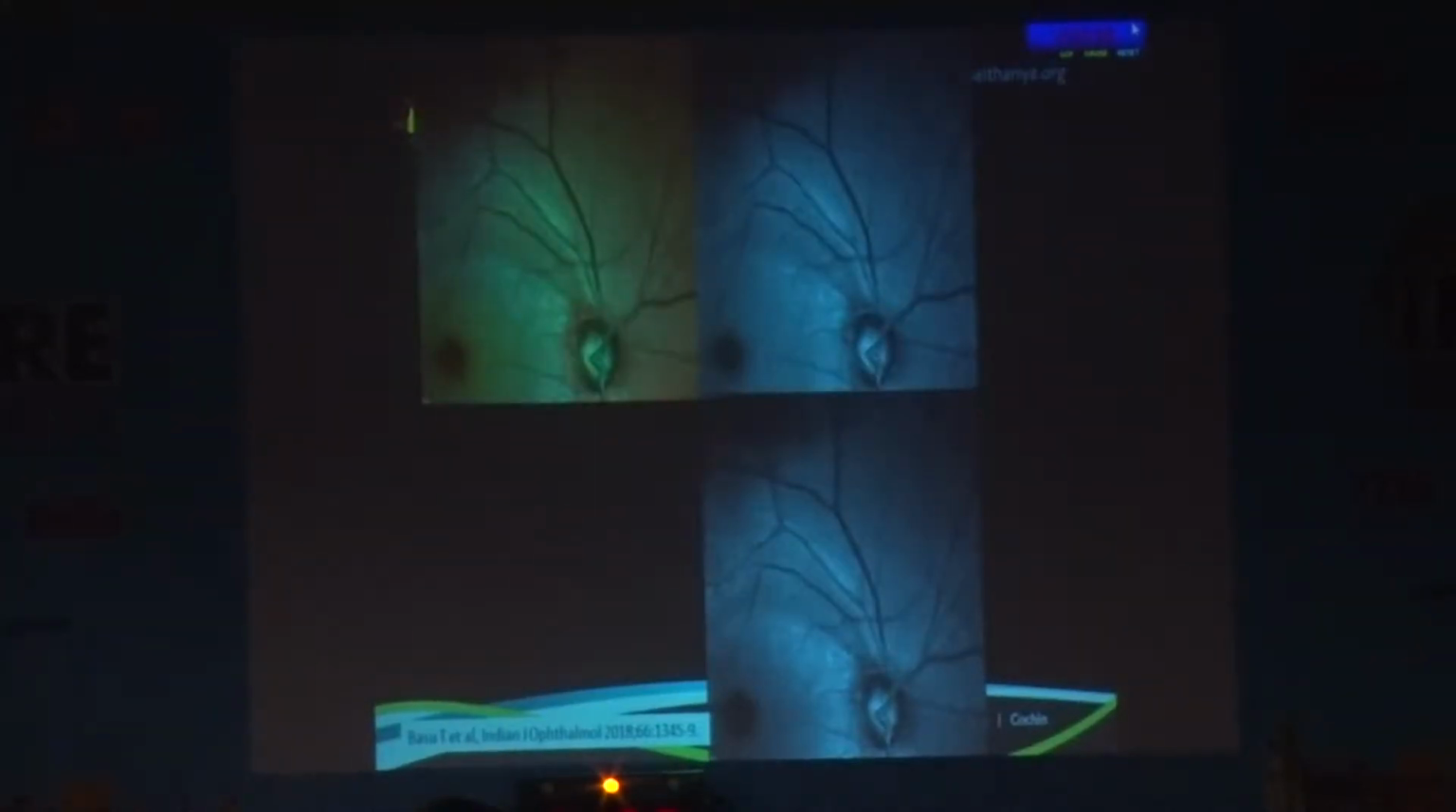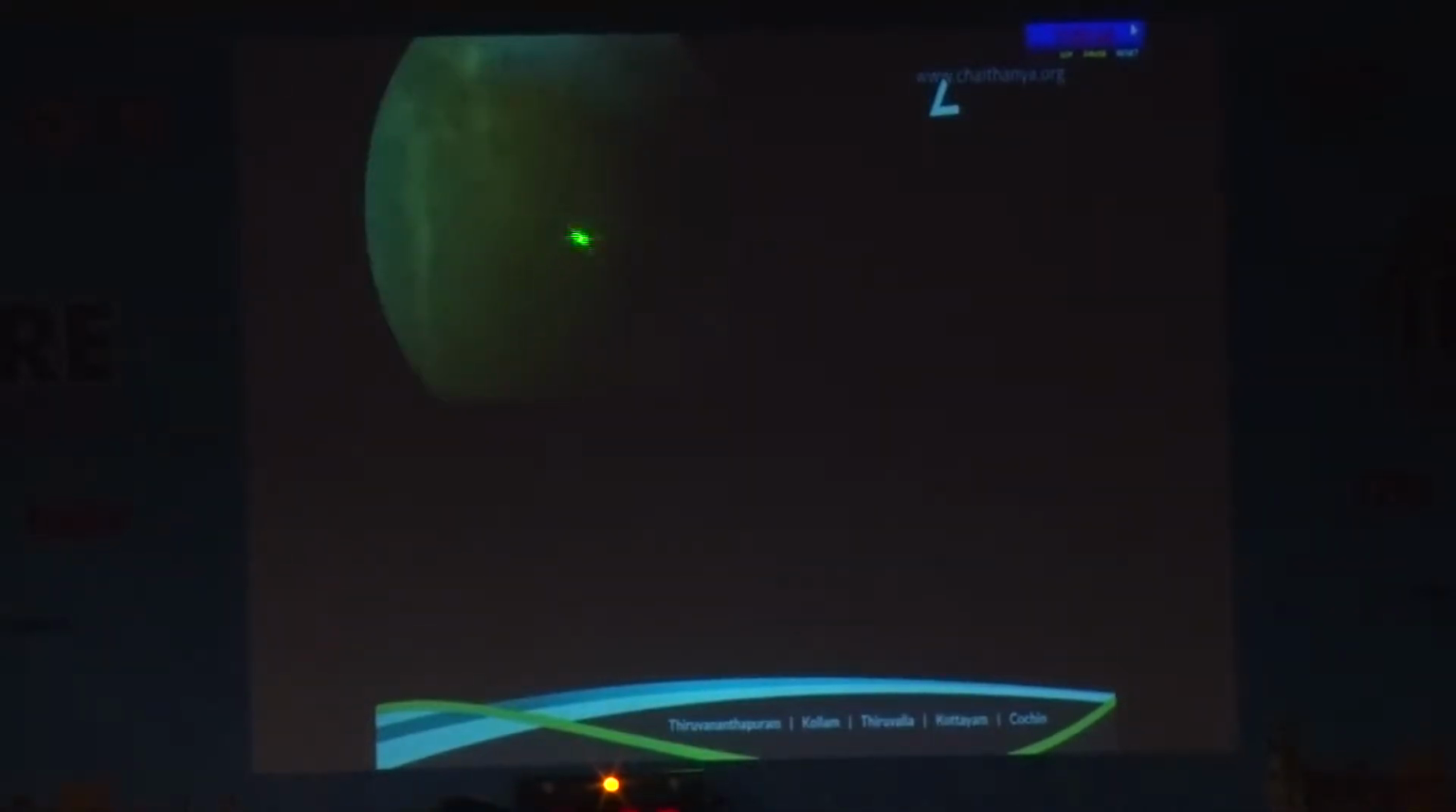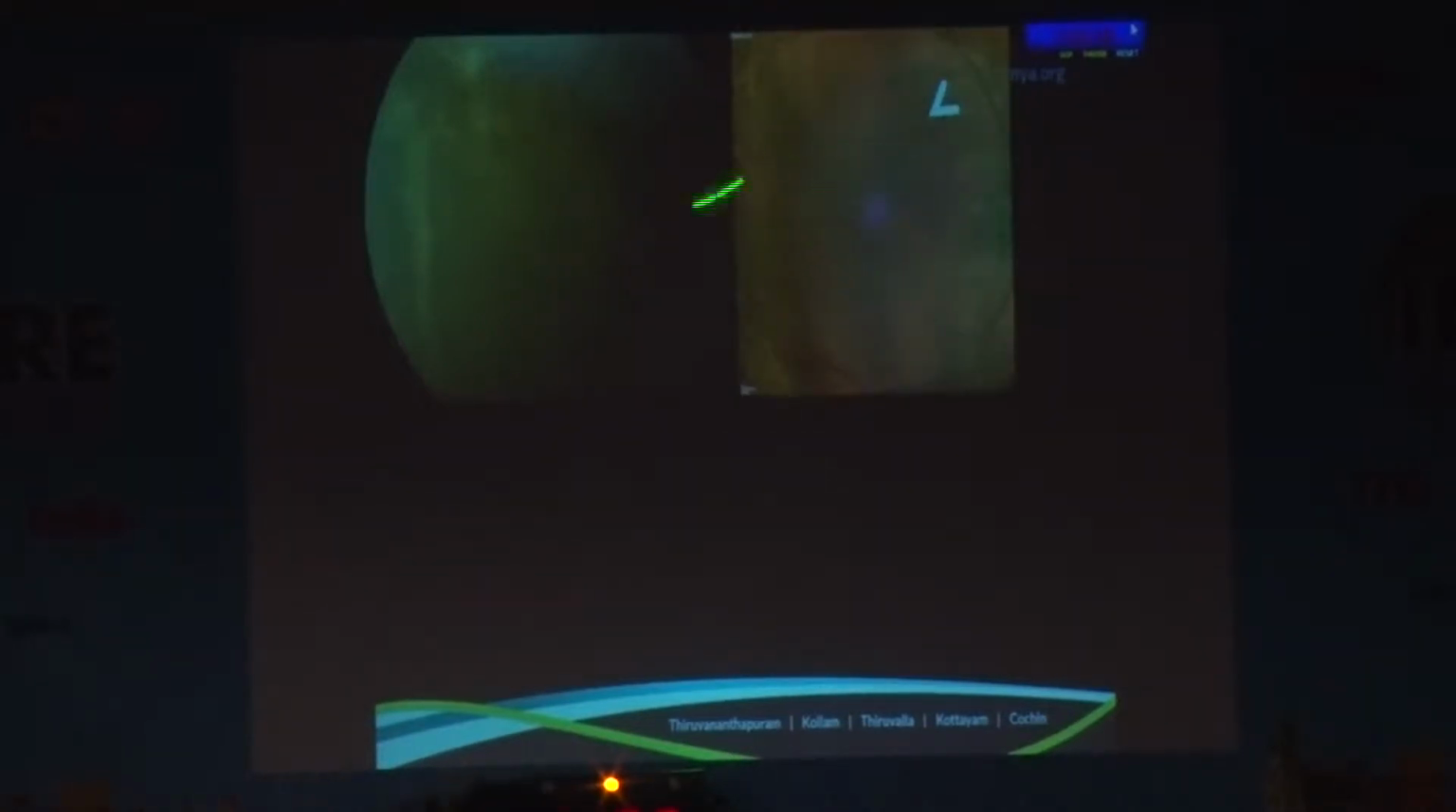Nerve fiber layer again is better seen with the multicolor image, and you can also look at the blue and the green images, which closely mirror the red-free image. In patients with asteroid hyalosis, here's a fundus photograph where you cannot see anything. But if you do the multicolor, because it's laser, you can pick up the underlying retina. You can see the hemorrhages over here.